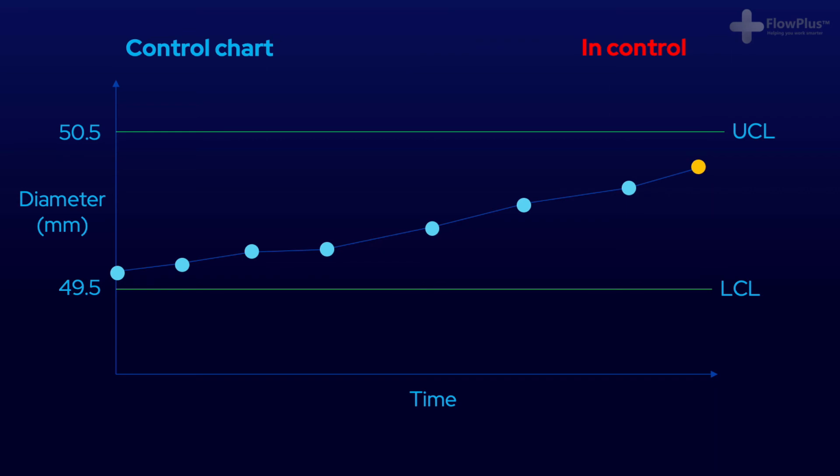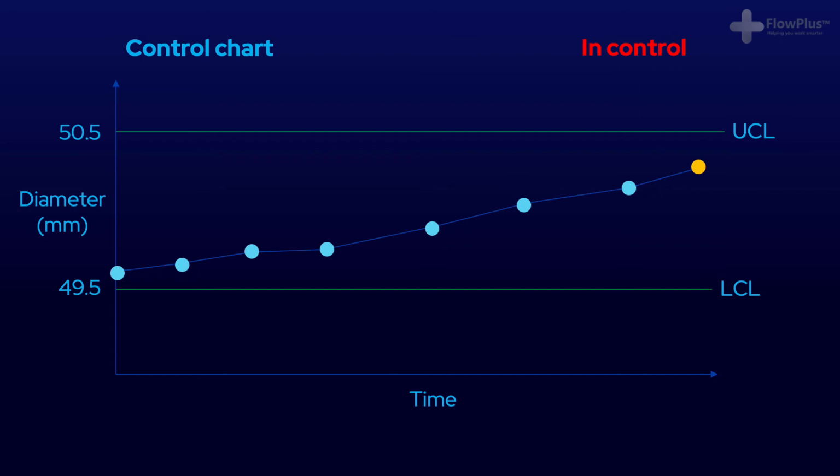SPC is all about providing these early signals that allow action to be taken before a defect is made. Every time special cause variation is identified and a root cause investigation launched, followed by an implementation of an improvement, the process becomes more and more capable with less variation.